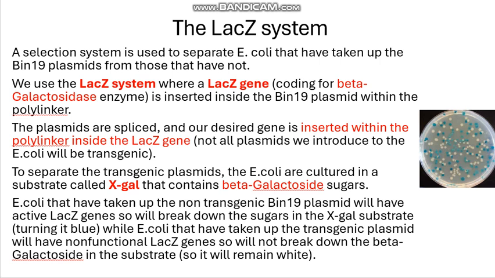So far, we've gone over what the Bin19 plasmid is and how we insert a transgene within the Bin19 plasmid, so the gene that we want to express in the plant. And we've talked about how we separate E. coli that have taken up our transgenic Bin19 plasmid from those that haven't.